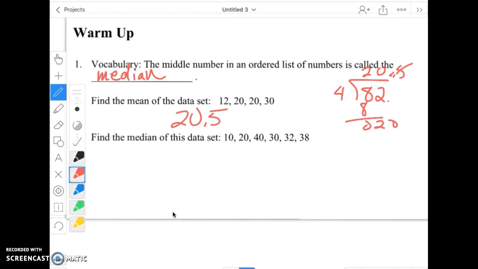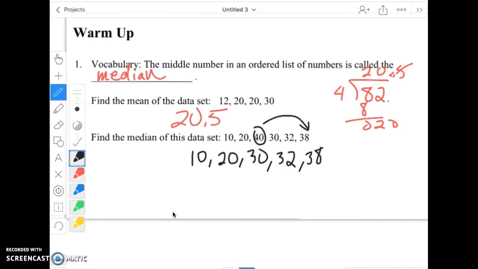And then if we were finding the median, everything is almost in order, but not quite because we have that 40 that needs to go to the outside. So we get 10, 20, 30, 32, 38, and then 40. And then we have our middle two is 30 and 32, so that means our median would be 31. We can either add those up and divide by 2 or just realize that 31 is between both of those values.